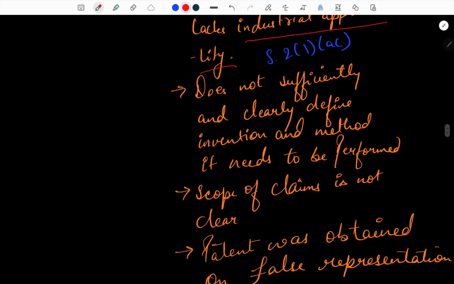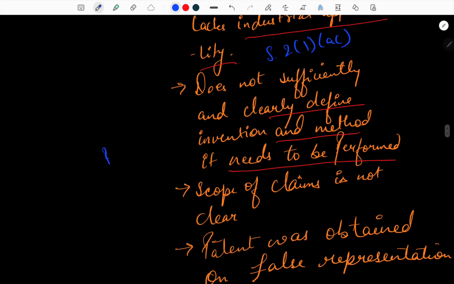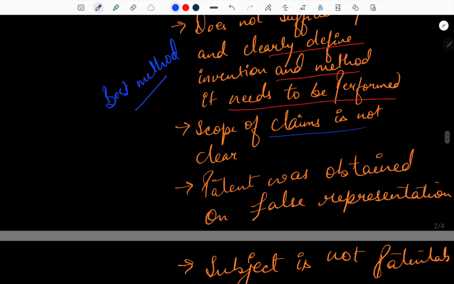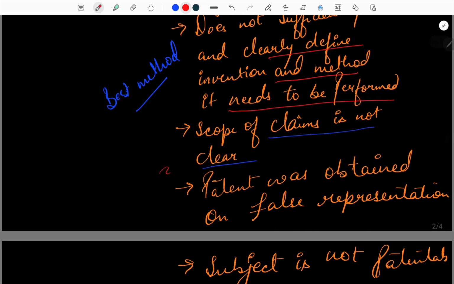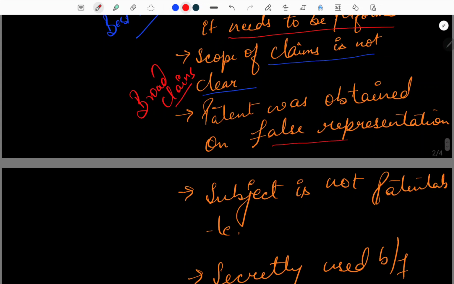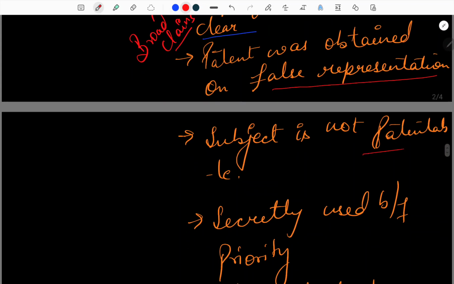Or it does not sufficiently and clearly define the invention and the method it needs to be performed. So the best mode is not defined. If the best mode is not defined, then again it's not an invention, but the best method has to be defined, section 10. Or the scope is not clear. If you have very broad claims, then again it would not be a patentable invention, and it can go for a revocation. Patent was obtained on false representations. Or the subject is not patentable, so it does not fulfill the patentability criteria.